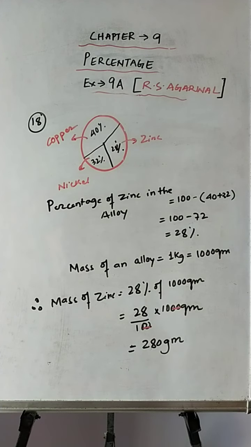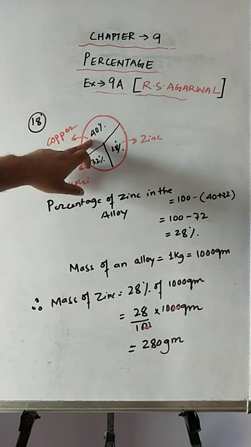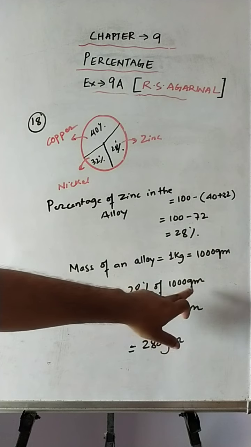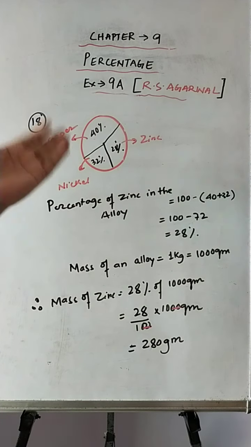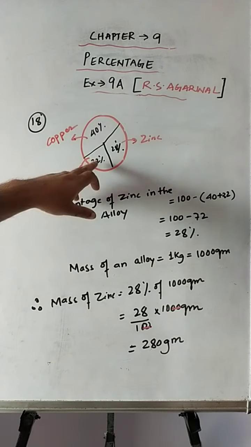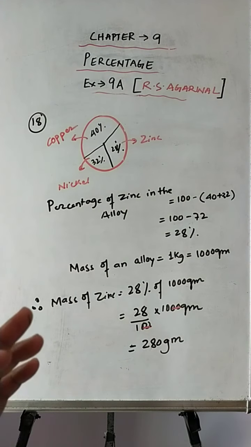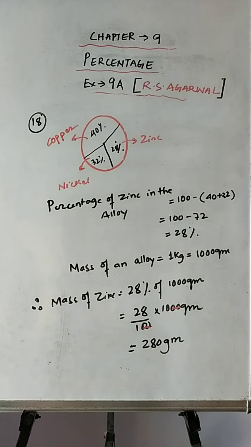And suppose they would have asked what is the mass of copper, then you would have done 40 by 100 into 1000. If they would have asked what is the mass of nickel, then what would we have done? 32% of 1000 grams. Okay. So this is the solution of question number 18. Now let's move on to the last sum of today's session, that is question number 21.